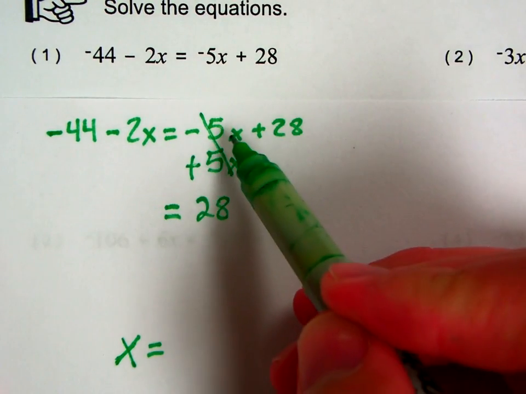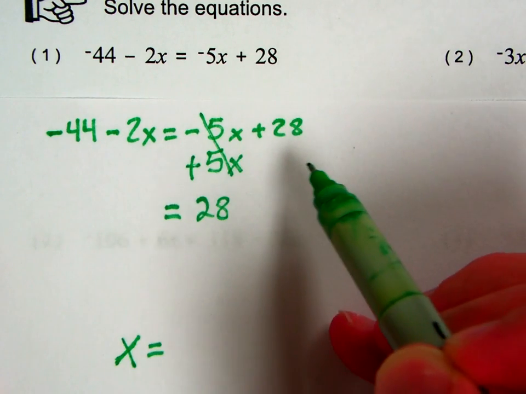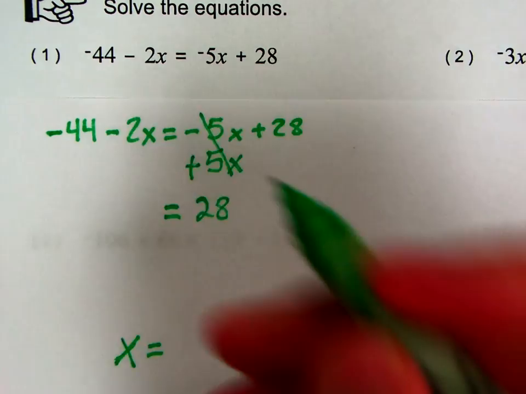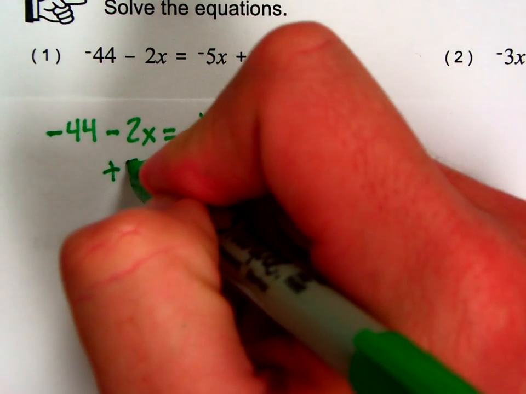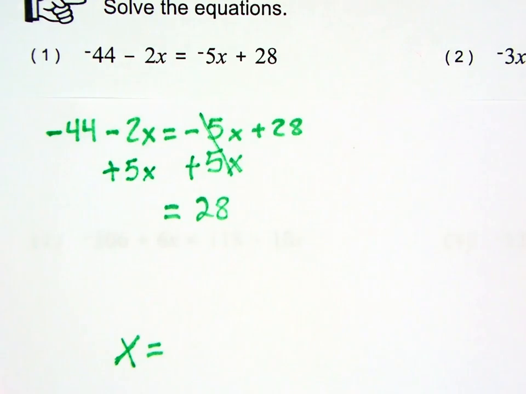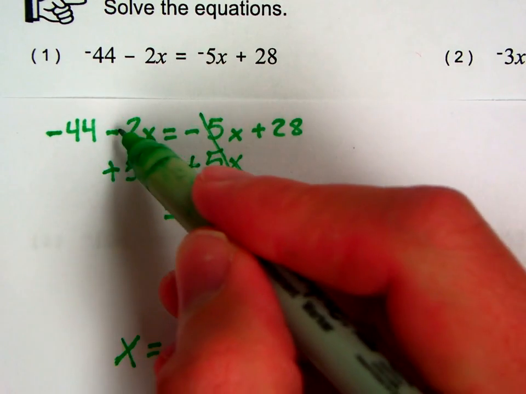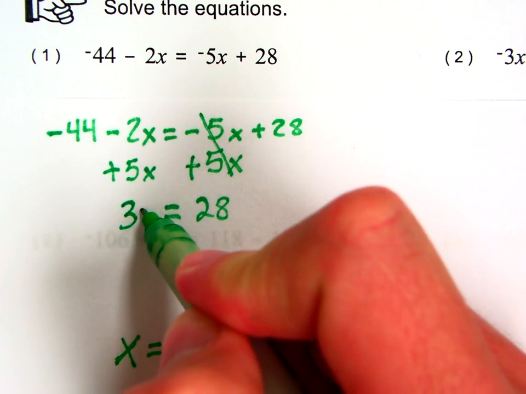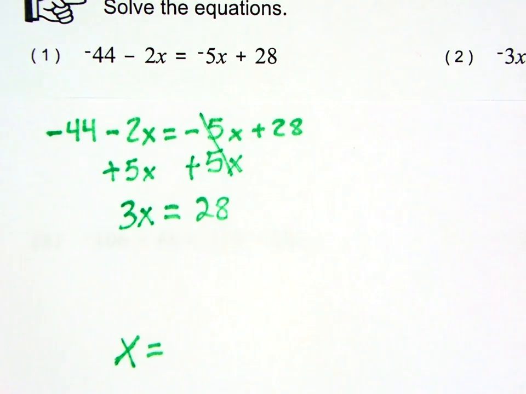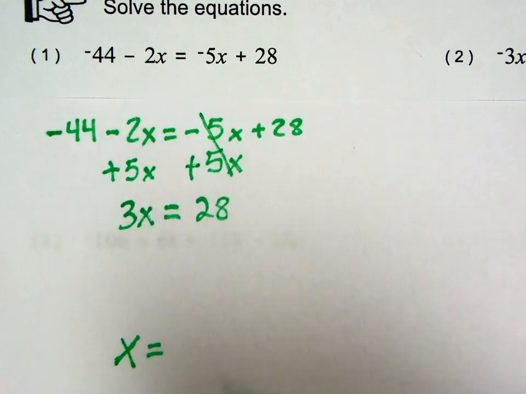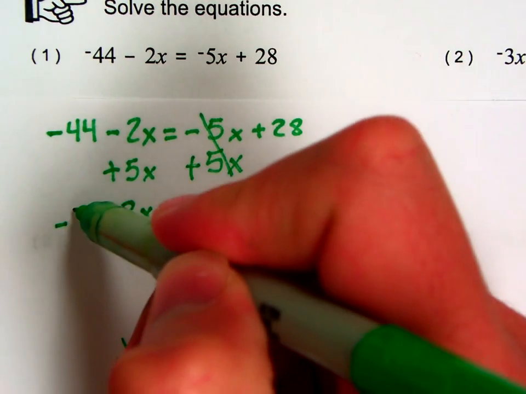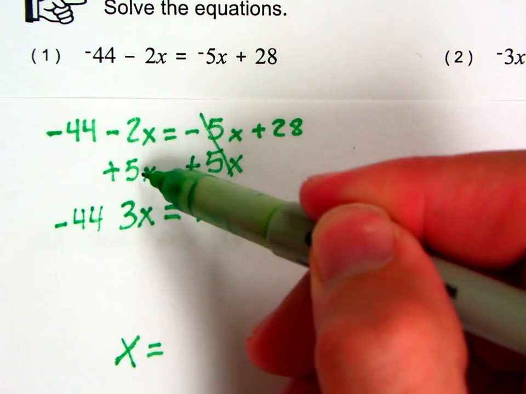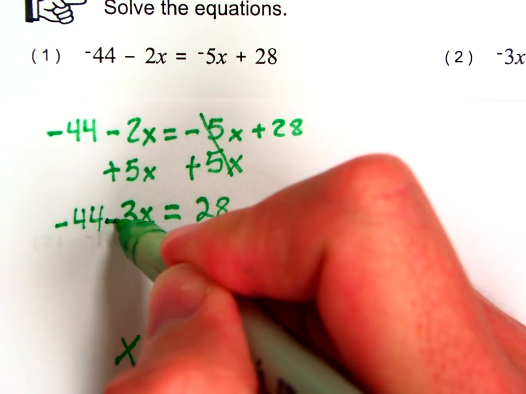But again, the first commandment of algebra is anything I do to this side of the equation, I must do the exact same thing to this side, or my equation will not stay balanced. So I'm going to add 5x to this side. Add 5x to this side. So I've got negative 2x plus 5x. If I evaluate that, that leaves me with 3x here. Well, and then we have this negative 44 that is sitting out front. We'll bring him down and let him play. Since this is a positive 3x, this will be a plus.